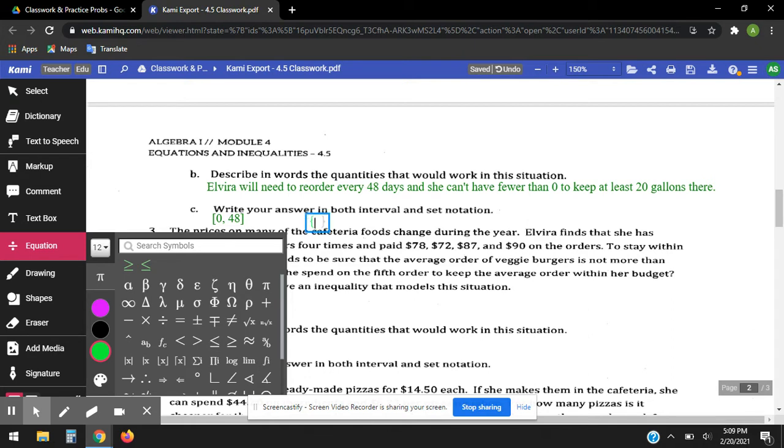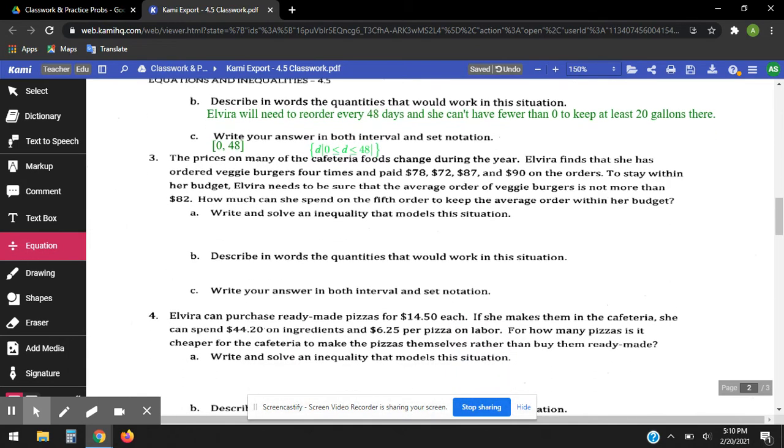All right, so set notation, we do our little brackets and define our variable. We have a D, and then our interval would be 0 is less than or equal to our days, which has to be less than or equal to 48, because we don't want to go over that time period. All right. We have two brackets going on here. Messing up my interval notation. Okay. So let's keep going.